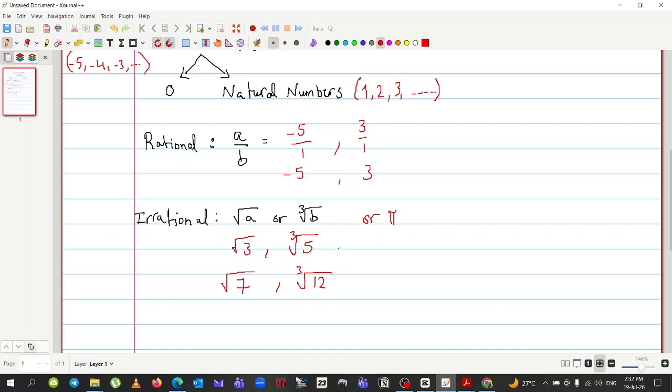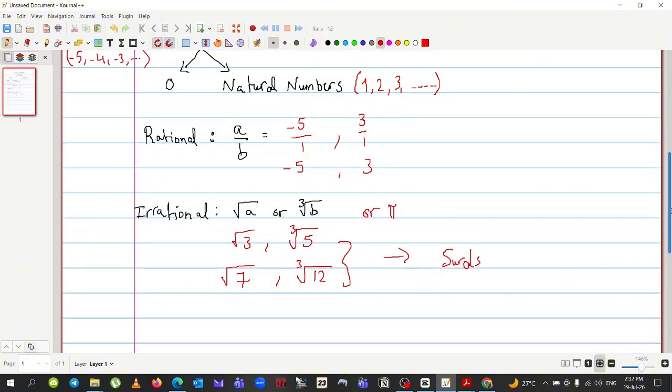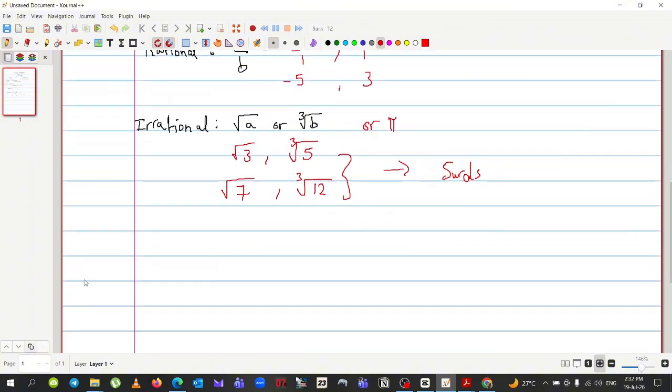These are called surds. So the surds are irrational numbers. So surds are considered as irrational numbers. Alright?